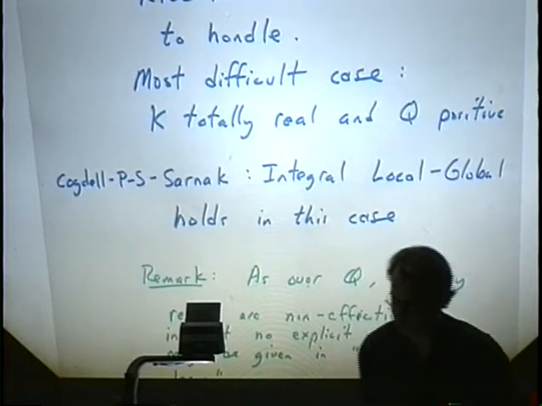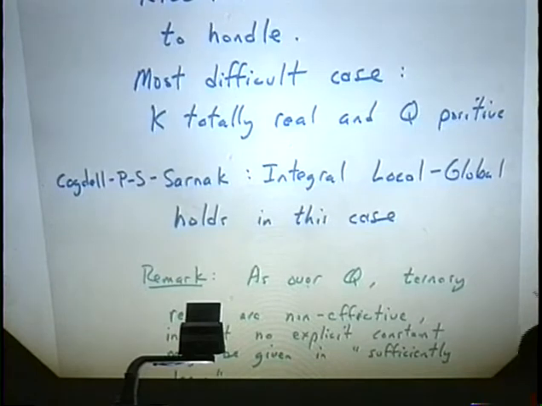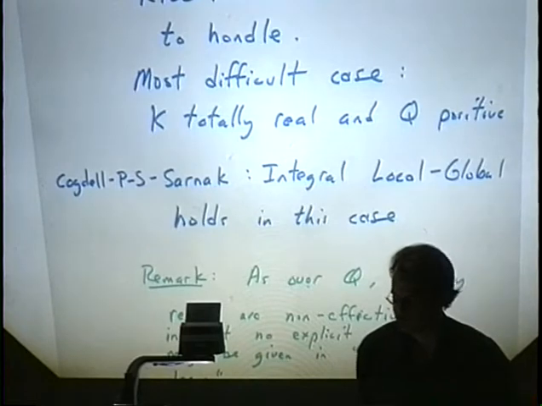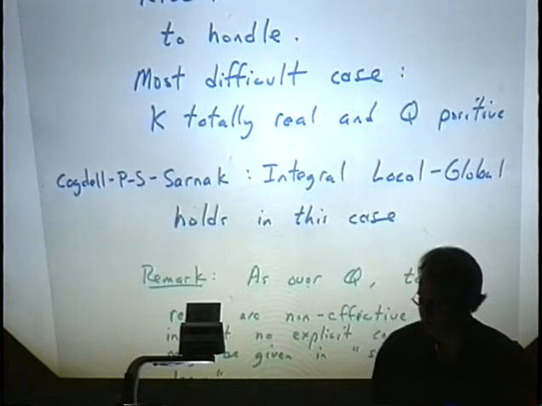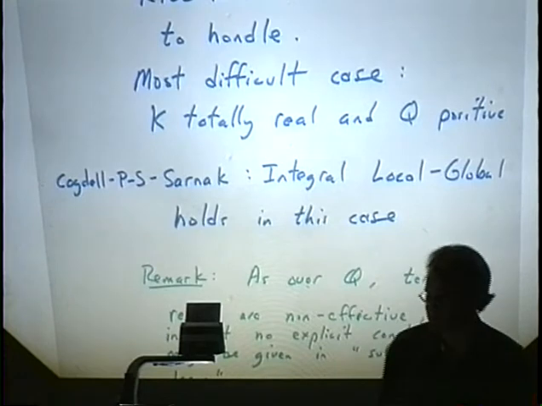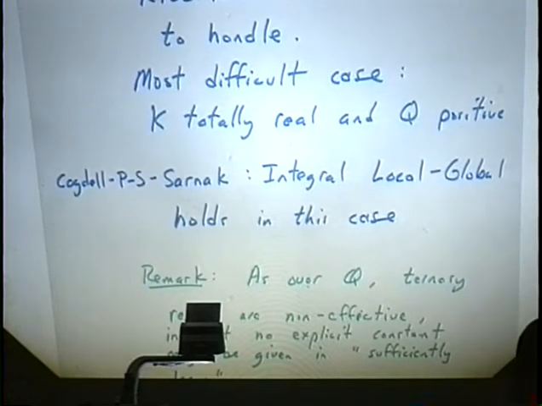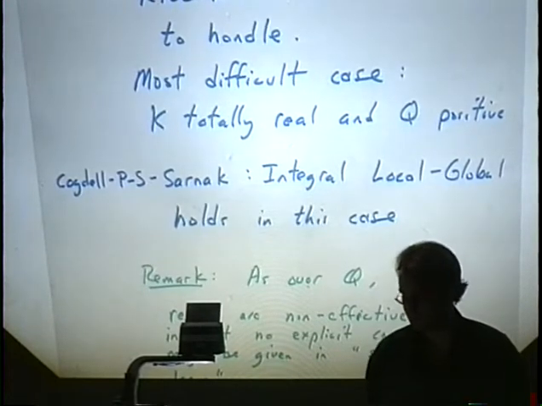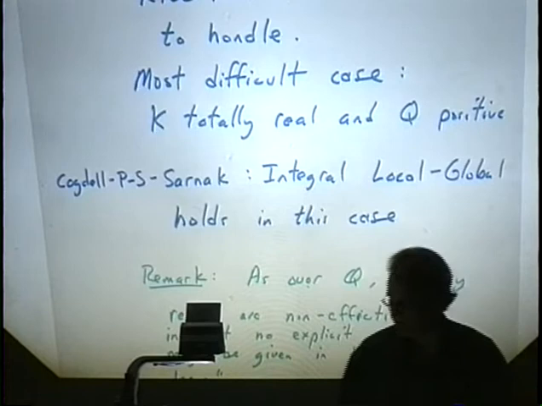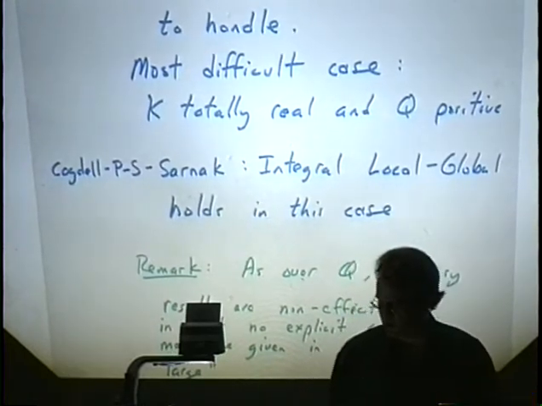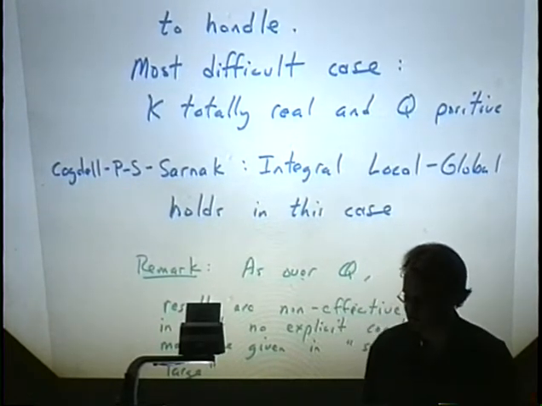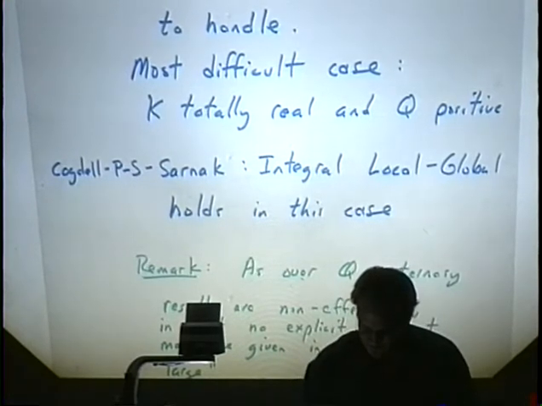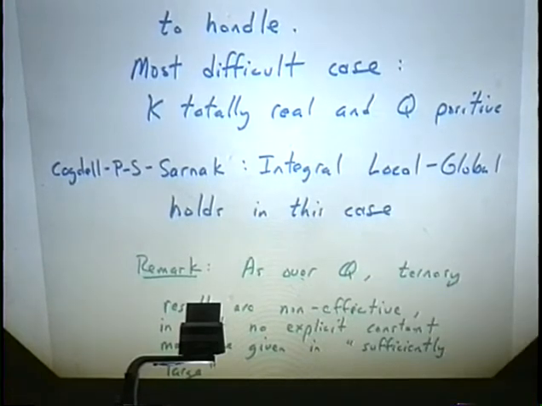And once again, the most difficult case here in the ternary case is when you have a positive form over a totally real field, so a totally positive ternary form over a totally real field. And remarkably, very recently, Cogdell, Piatetski-Shapiro, and Sarnak have proved that the integral local to global principle holds here also, so over an arbitrary totally real number field. And as I said, it's still non-effective because one still has the entrance of a Siegel zero problem entering into it. So I'll return to this, say some words about how this extension was made.